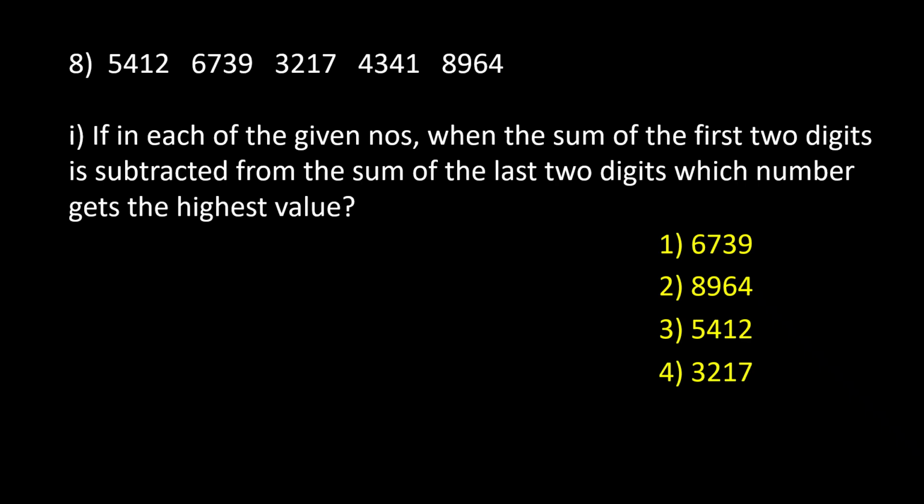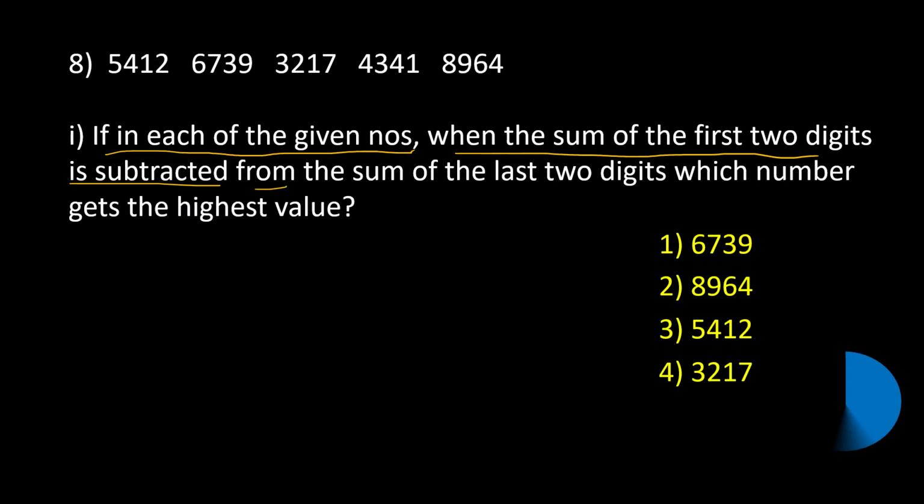Eighth question on your screen and you will have two questions related to your eighth question. The first question on your screen and your timer starts now. If in each of the given numbers the sum of the first two digits is subtracted from the sum of the last two digits, which number gets the highest value?